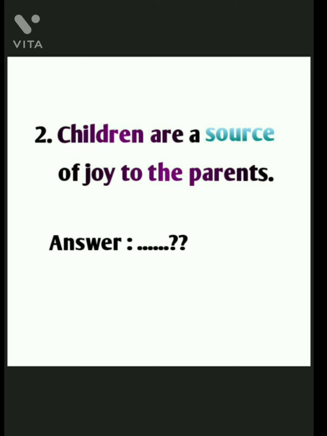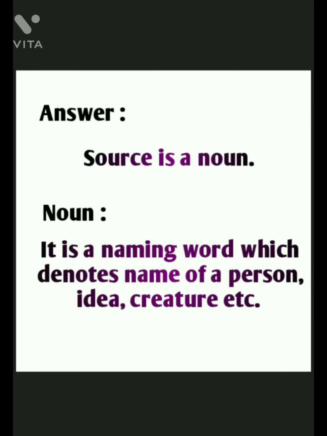Children are a source of joy to the parents. Now let us understand this sentence. Children are a source of joy to the parents. Here the word source is in another color. So you have to identify to which part of speech the word source belongs. The obvious answer for this question is that source is a noun. See, a noun is nothing but a naming word which denotes the name of a person. It denotes an idea, creature or anything.